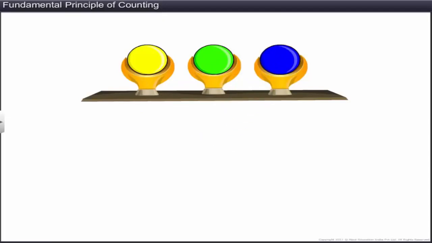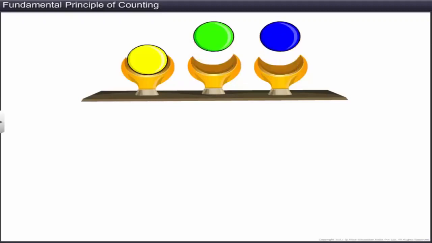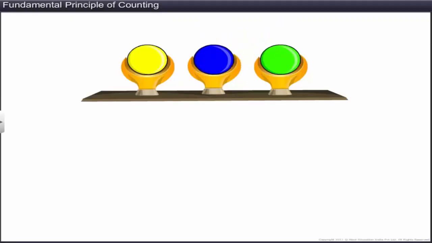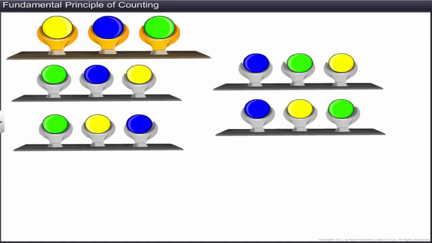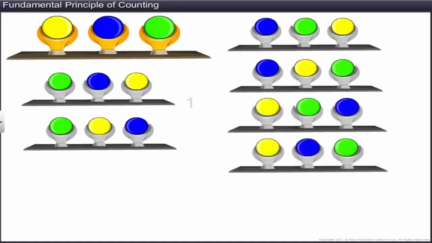We can interchange the green and blue balls and get another arrangement as shown. Similarly, starting with the green ball, we get 2 arrangements as shown. In the same manner, we get arrangements starting with the blue ball too. In total, there are 6 possible ways of arranging these balls. These are the maximum number of ways in which we can place the 3 balls in the holders.